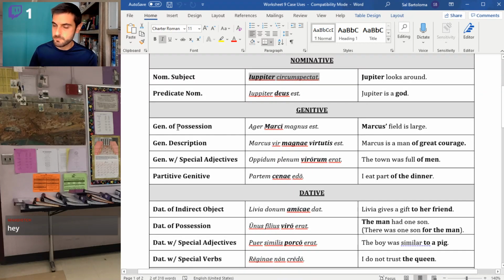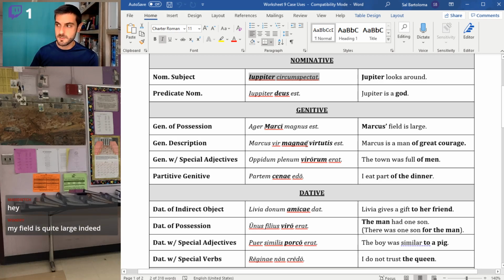Genitive: probably the most well-known use of the genitive is possession, or possessive. So ager Marci is Marcus's field, right? Genitives are always modifying another word. They're telling me more information about that field, right? Whose field is it? It's Marcus's.